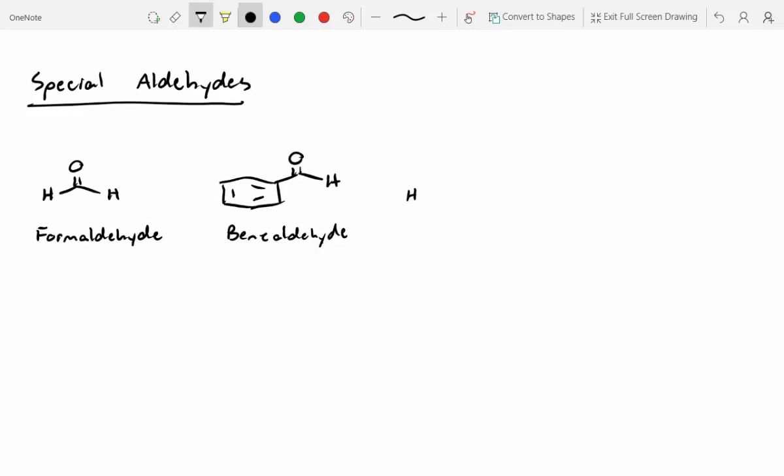The other one that you will see occasionally is this one. Does anybody know what this would be called? I'll give you a hint. We've got this pretty common functional group coming off here. So that's an acetate functional group, right? So in this case, the prefix is going to be ACET, and this will be acetaldehyde. This one's also a pretty common one.